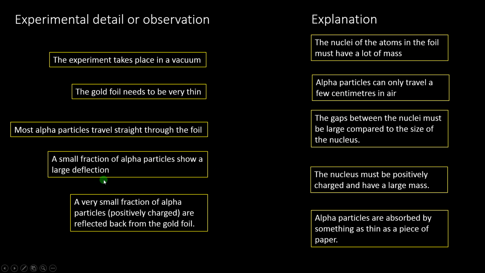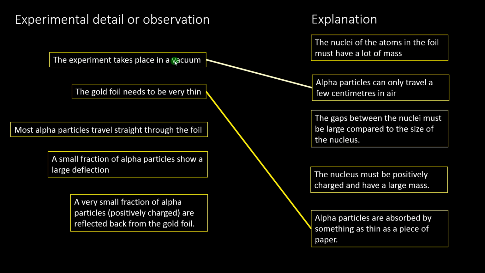Okay, so the top one, the experiment takes place in vacuum. Well, this refers to something else you need to know for P6, and that's namely that alpha particles are extremely weak at penetrating through things. They can only travel a few centimetres in air. So if your apparatus was filled with air, the alpha particles wouldn't even get to the gold foil in the first place. And then you'd detect nothing.